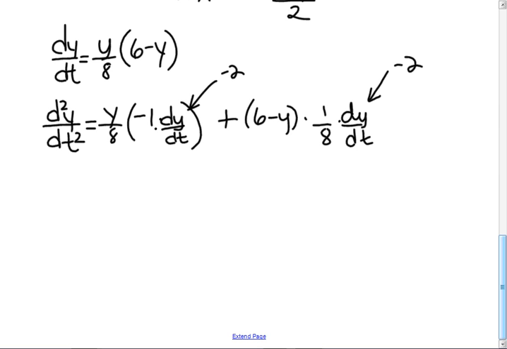And what's our y value? 8. So it's 8 over 8 times a negative 2. I think I did that right. Plus, it's easy to make a mistake here. 6 minus 8, which is negative 2. Pardon? How do I know what?